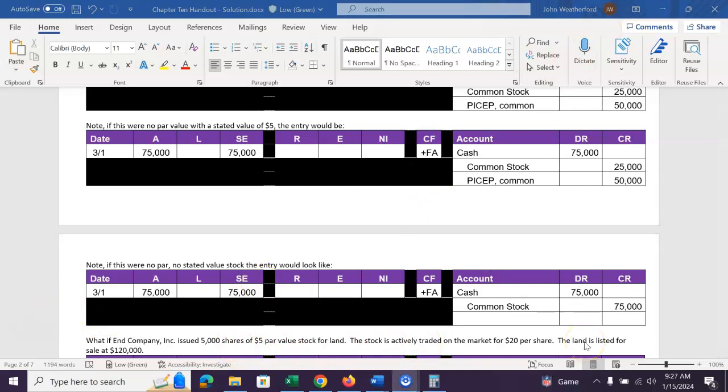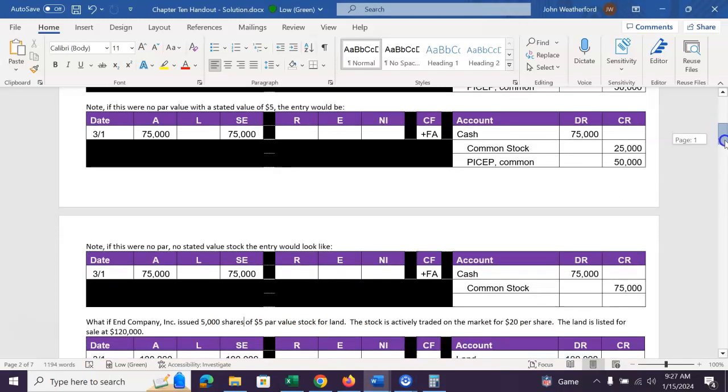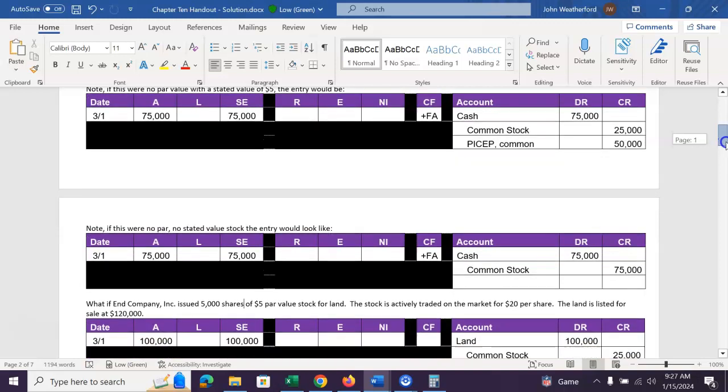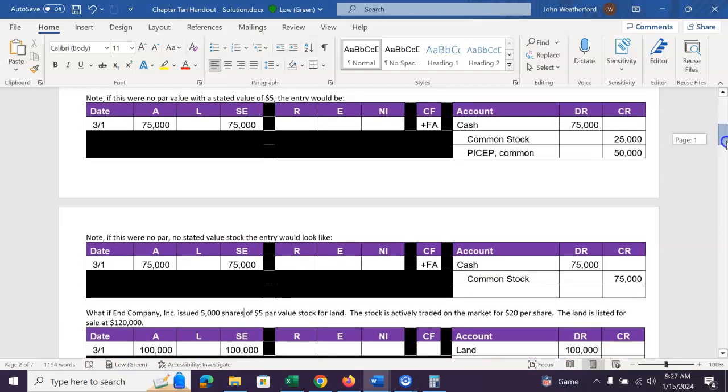I believe 100,000 is going to be the amount we want to record the land at. Excuse me there. Got a little tongue-tied. We'll put the land on the books at $100,000 because that's the value of the stock that we gave up to get the land. I say we. What if N Company gave up 5,000 shares of stock that they could have issued at 20 per share to get the land? So we're going to value it at that price. 20 per share times 5,000 gets you the 100,000. That's the cost we'll assign to the land.